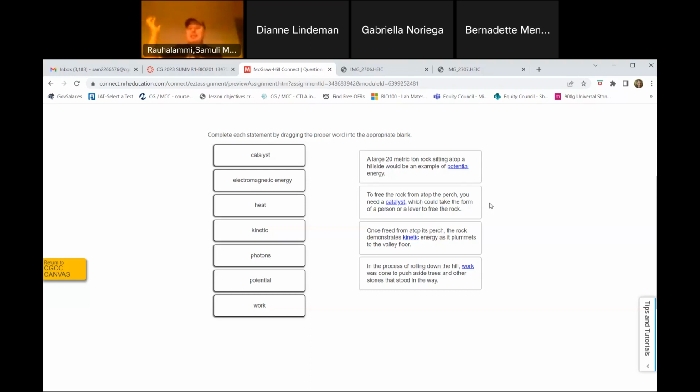There needs to be some sort of a change that triggers that fall to happen. So that change would be the catalyst. Once freed from atop of the perch, the rock demonstrates kinetic energy as it plummets to the valley floor. So like we saw with this pen, it has potential energy while it's resting against the gravity.